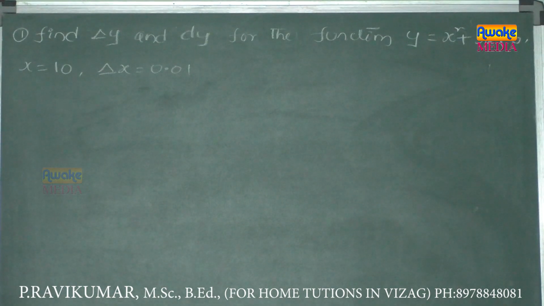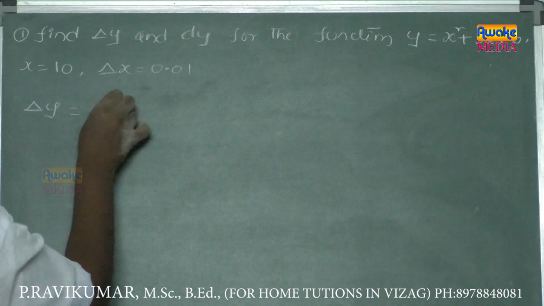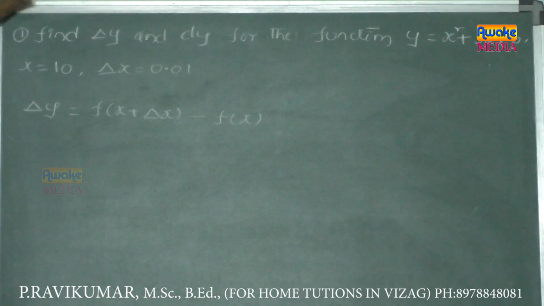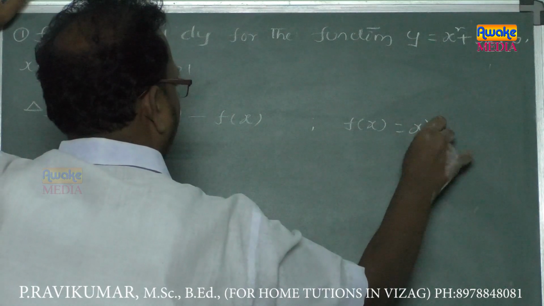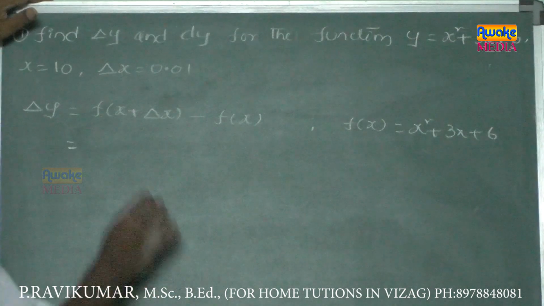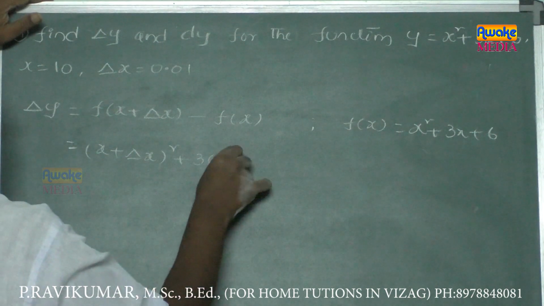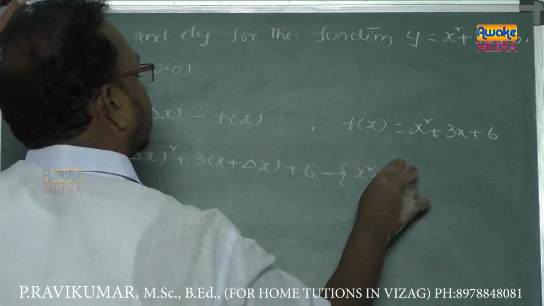First question, find delta y and dy for the function y equals x square plus 3x plus 6, x equals 10, delta x equals 0.01. Delta y formula: f of x plus delta x minus f of x. Here f of x is the function x square plus 3x plus 6. F of x plus delta x means (x plus delta x) whole square plus 3 into (x plus delta x) plus 6. F of x means x square plus 3x plus 6.